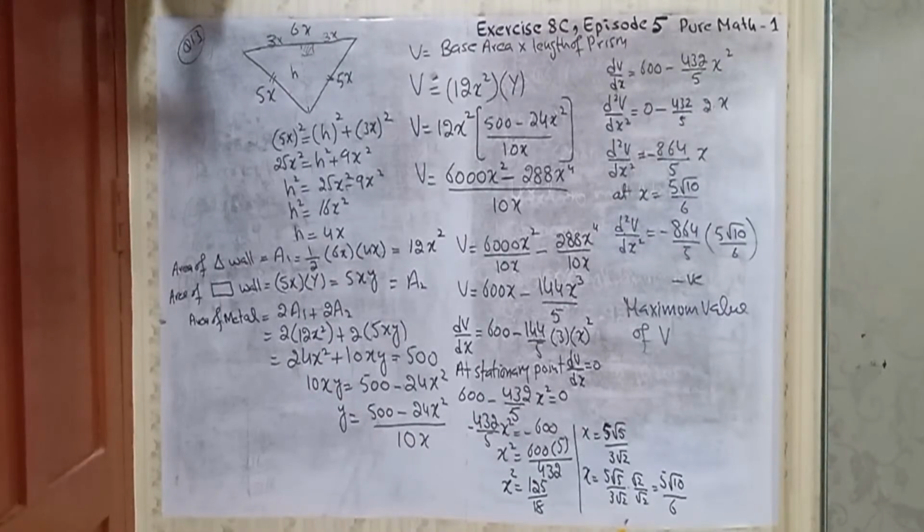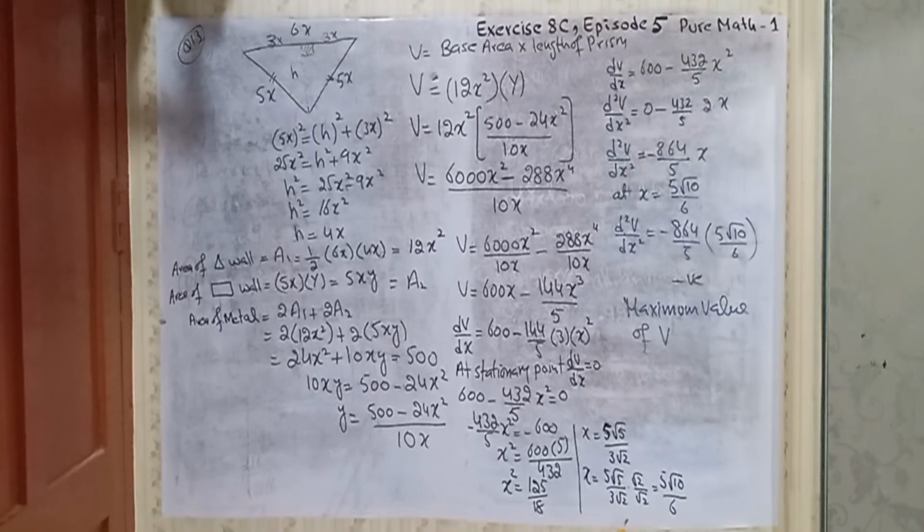So it means that the v value will be maximum at x equal to 5 under root 10 divided by 6. So this is how you will do question number 13, and I hope that this is clear to you. This is how we did question number 13 of exercise 8C.